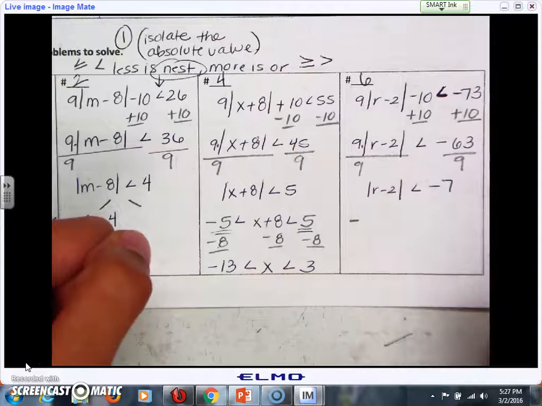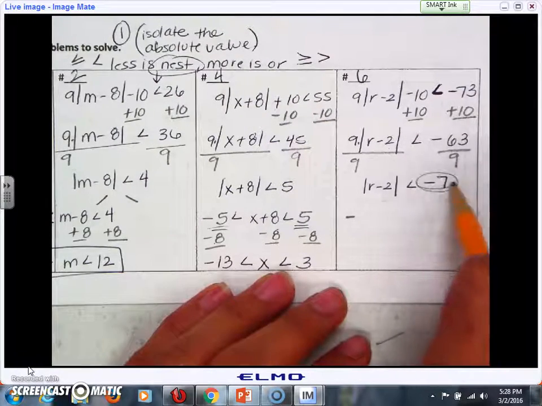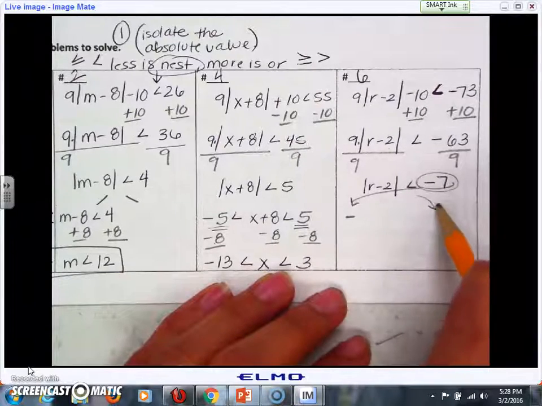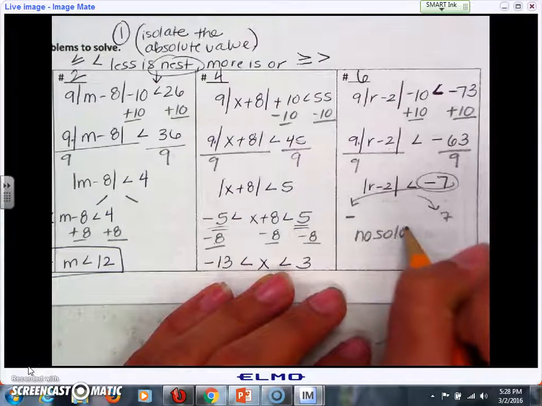In this case, you have negative 7. Because you can't really nest this, right? You need the negative on this side and then the positive on that side. So this is actually going to be no solution.